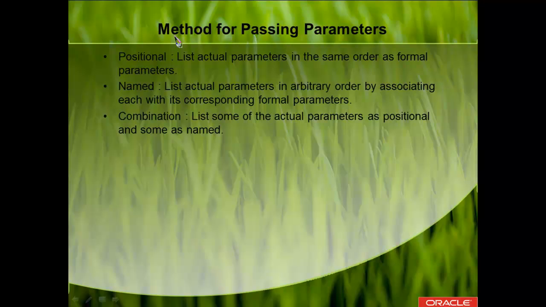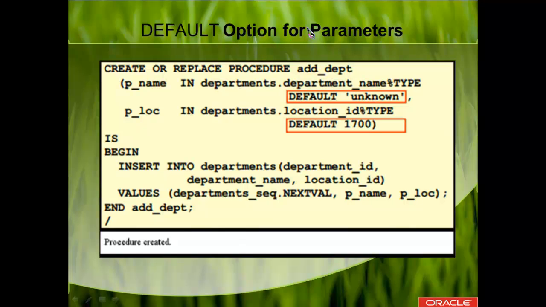Methods for passing parameters. Positional: list actual parameters in the same order as the formal parameters. Named: list actual parameters in arbitrary order by associating each with its corresponding formal parameter. Combination: list some of the actual parameters as positional and some as named. Default option for parameters. This is DEFAULT. The procedure is created.